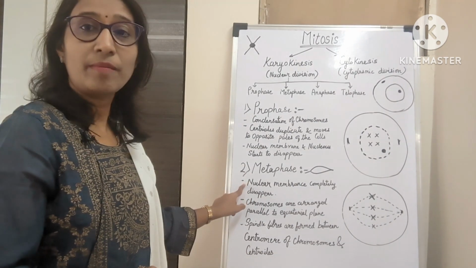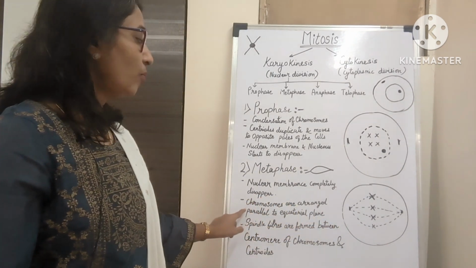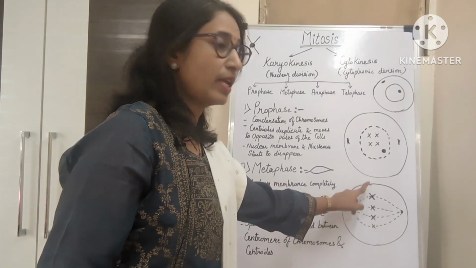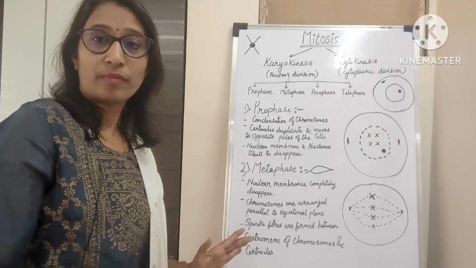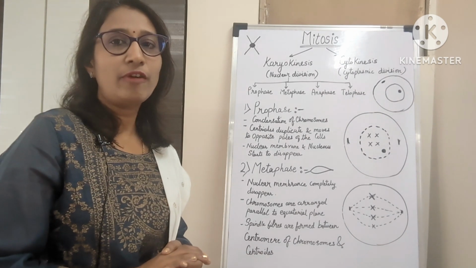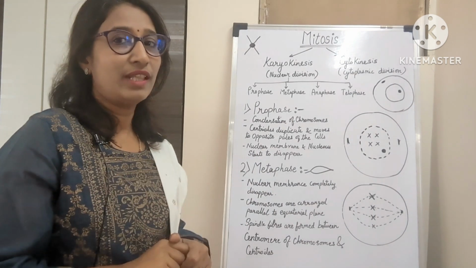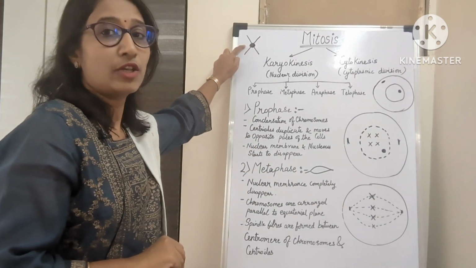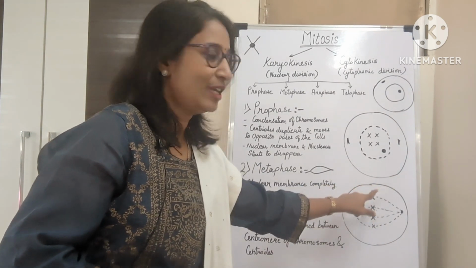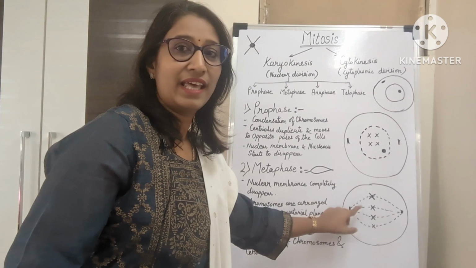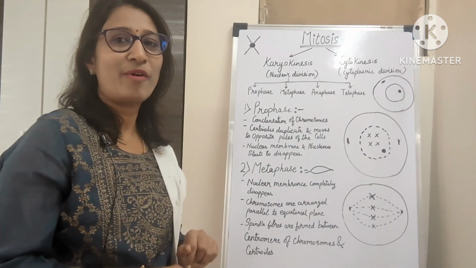First, the nuclear membrane completely disappears. So there is no nuclear membrane over here. Now the chromosomes are arranged parallel in the equatorial plane. Further, the spindle fibers are formed. So what are these spindle fibers? Spindle fibers are flexible proteins. These spindle fibers are like a thread. Now these spindle fibers are formed between the centromeres of the chromosomes and the 2 centrioles of the cell. So these are the spindle fibers and it appears like a leaf. So metaphase we are going to remember in the form of a leaf.